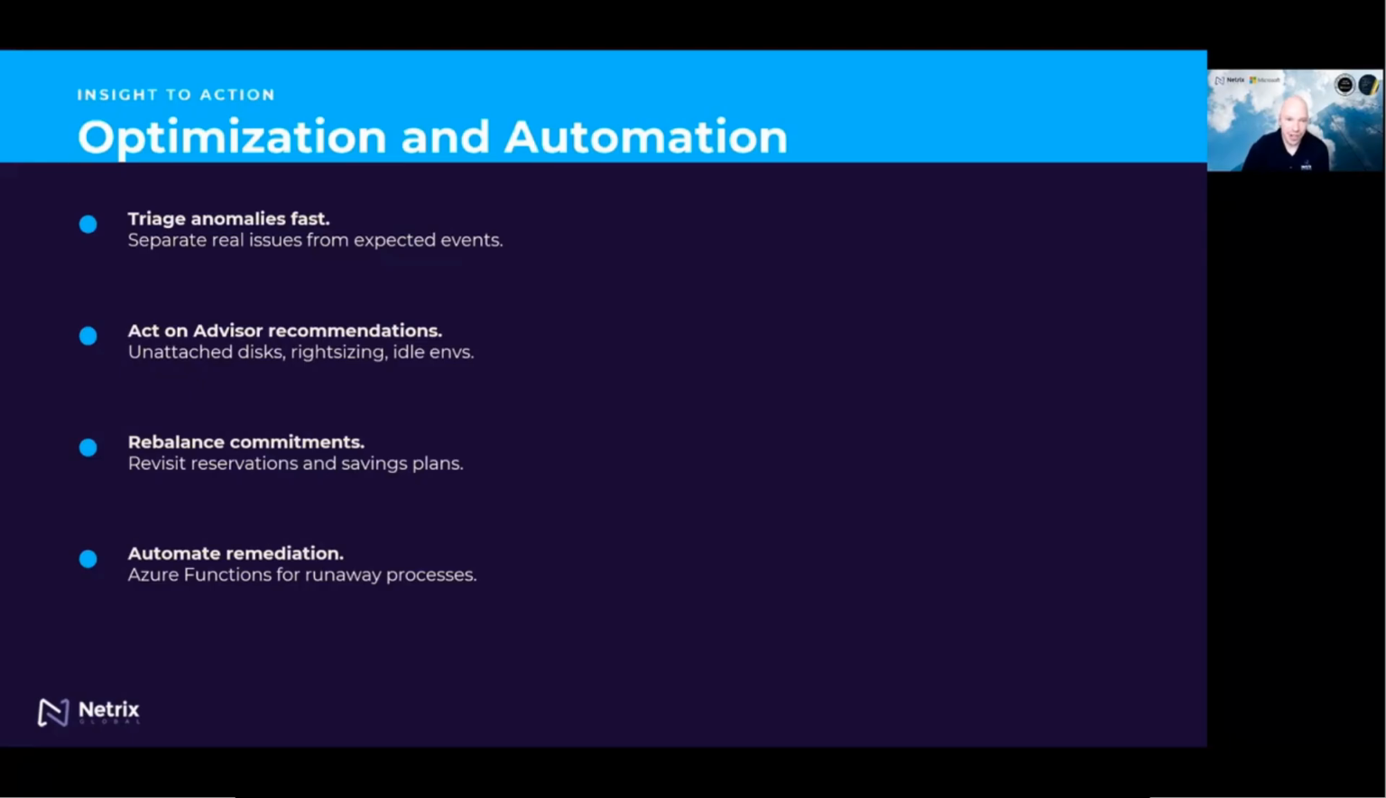We talked a lot about optimization and automation. So number one is triage your anomalies quickly. Have some sort of anomaly detection, whether that is a proactive email, whether that's a reactive scan of your anomaly dashboard. Make sure you triage them quickly. You don't want something to spiral out of control, because that is a very easy way to be forced into a resume generating event.